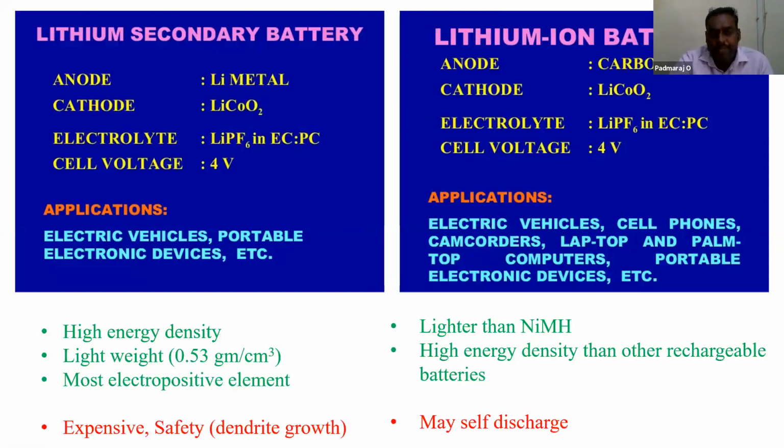Okay, a variety of salts are available in the market. So this is the standard one, LiPF6 in EC and PC. The cell voltage is 4 volt. So what is the merit? High energy density, lightweight, and most electropositive element. What is the most electropositive element? That is lithium. Because of the electropositive element, lithium gives a high energy density as anode, and lithium is also lightweight.